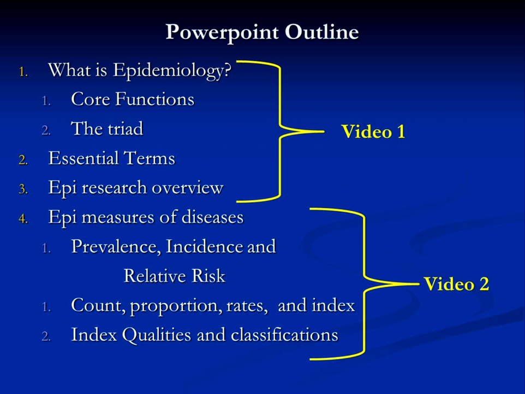So in this particular video, we're going to talk about epidemiological measures of oral diseases. And specifically, we're going to define prevalence, incidence, and relative risk. And then we're going to look at some other measures of oral diseases in terms of counts, proportions, rates, and index. And the plural of index is indices. So you'll hear me call the plural of index indices in multiple places within this video.